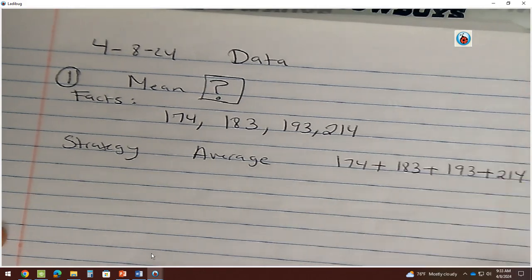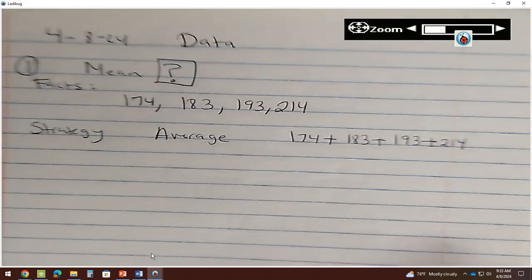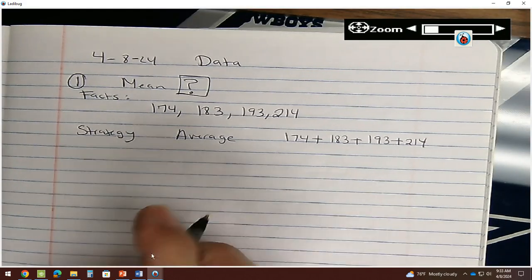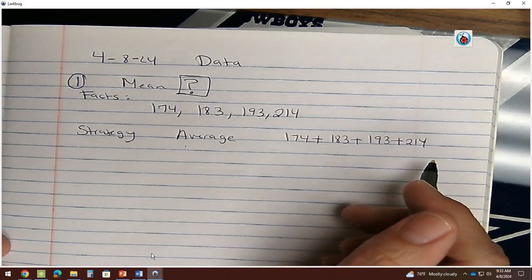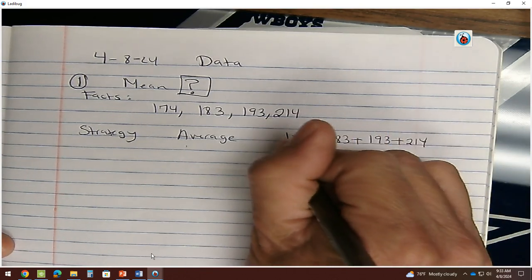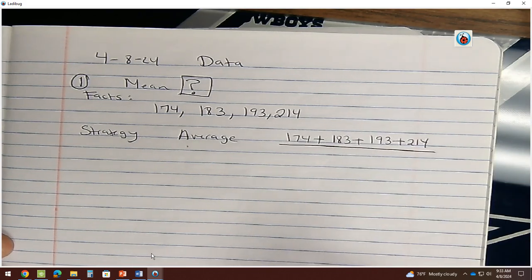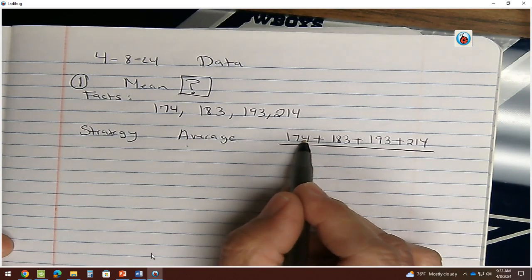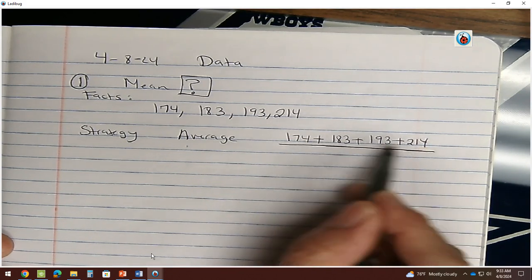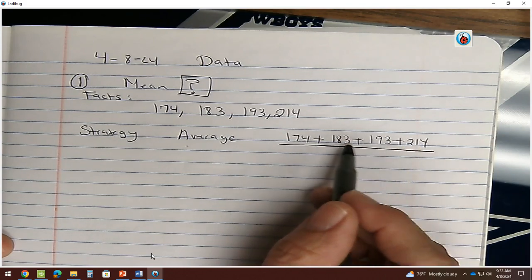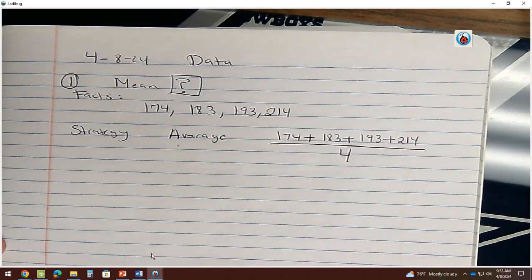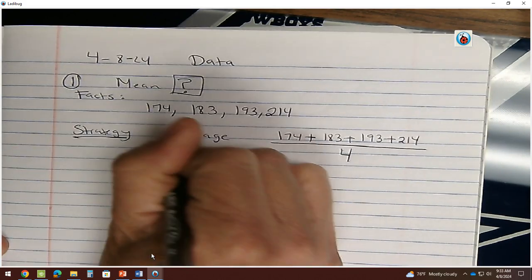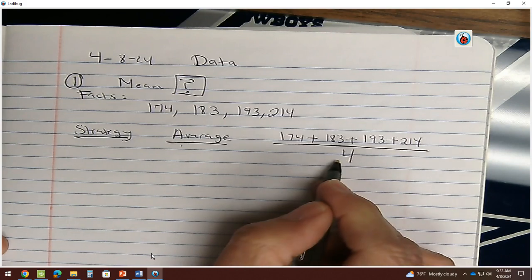You can't forget this, guys. As soon as you saw the word mean, I told you to think of your teacher, your mean teacher that gives you your average. And how does he give you your average? You add them all up. And then what do you do after you add them? No, sir. You divide. Fraction bar means divide. Divide by how many? By 4. So there was 4 data points. If there was 5, divide by what? 5. If there was 6, divide by what? 6. But there's only what? 4. There's my strategy. You add them up and divide by the quantity.